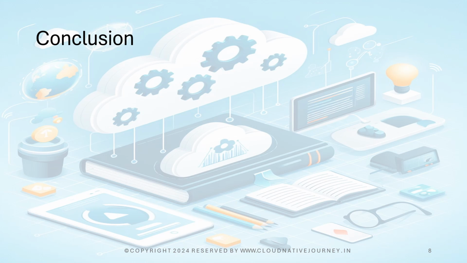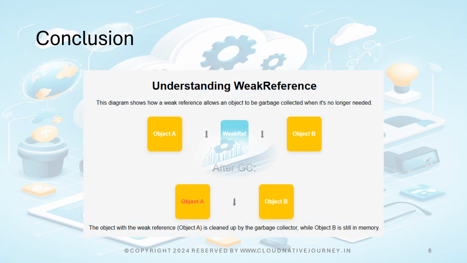So, in conclusion, releasing resources held by collections in Java is about clearing references, using clear or remove methods, setting large objects to null, and knowing when to use specialized structures like WeakReference. By following these practices, you will help Java's garbage collector do its job efficiently and keep your application's memory usage in check.